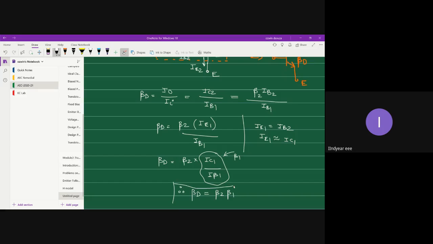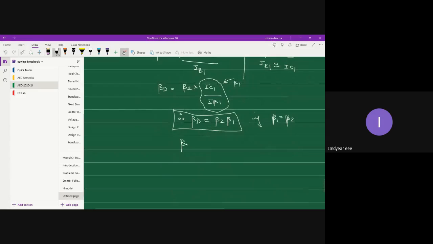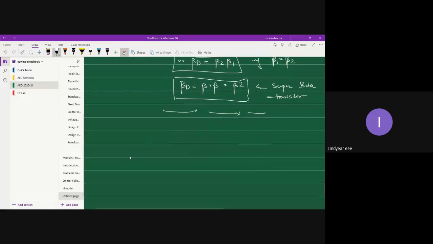So that's the proof. Okay. So if beta 1 is equal to beta 2, then your Darlington gain will be beta into beta, which is equal to beta square. Since current gain is increasing by a large margin, that's the reason it is called a super beta transistor. Super beta transistor. Okay. So that being said, you can take up the Darlington emitter follower.